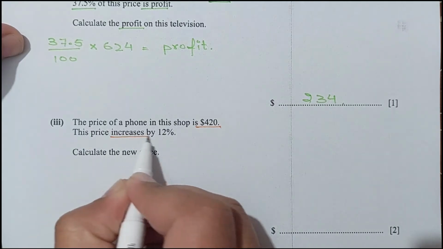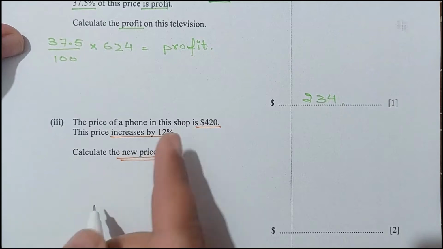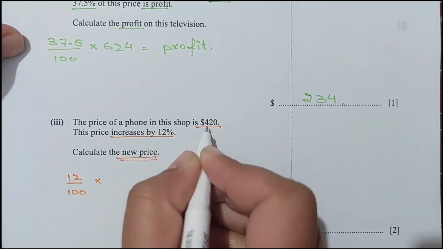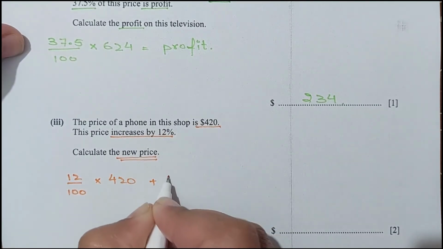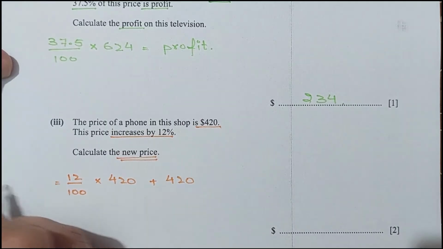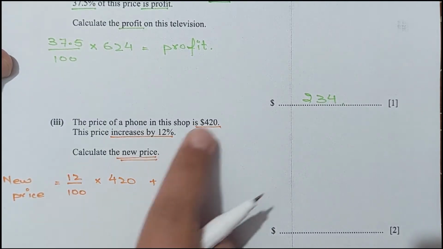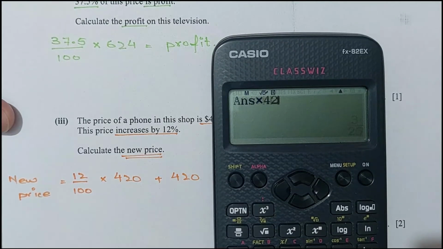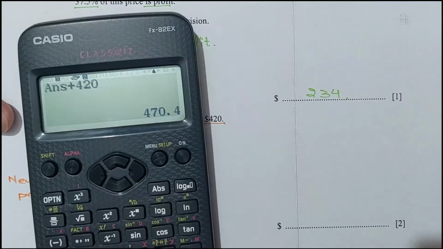Now for part 3, the price of the phone in this shop is $420. The price increased by 12%. Calculate the new price. Okay, in 12% increment, this 12% increment is added to the old price, and this would be the new price. In the old price we have to add 12% of the old price, right? So 12% of 420, add 420. The new price is $470.40.